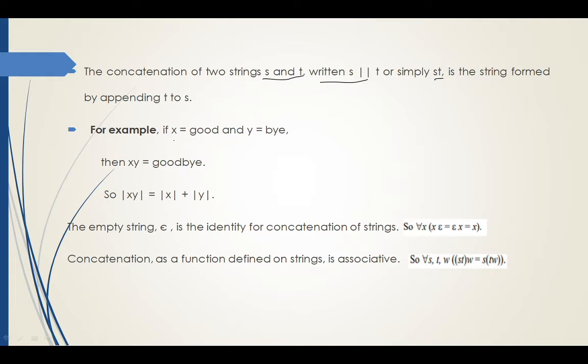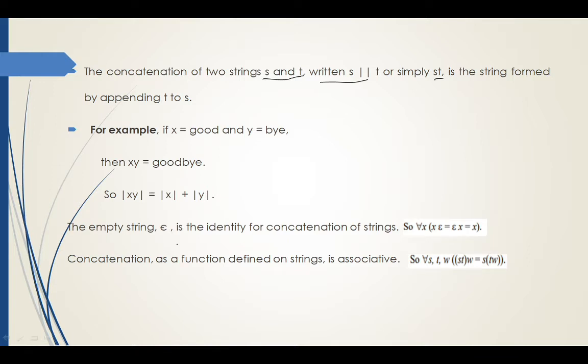So let's see the example. If x equals good and y equals bye, when I do the concatenation of x and y, what do I get? I get goodbye. So mod of xy is nothing but mod of x plus mod of y. The length of the first string you add with the length of the second string.